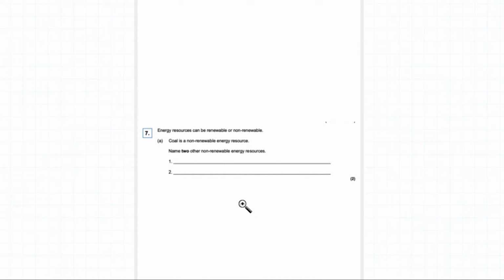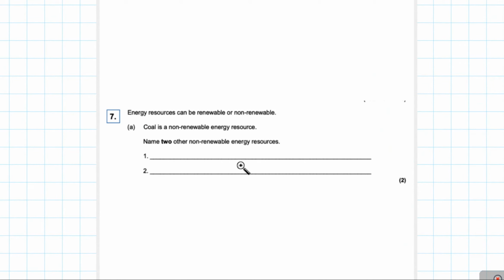Okay, question 7. Energy resources can be renewable or non-renewable. Coal is a non-renewable energy source. Name 2 other non-renewable energy sources. So non-renewable sources, we can have oil, you can have gas, and you can have nuclear, which is technically a non-renewable energy source. Even though it will last longer than any of these three, it's a finite source. So we count that as non-renewable. Finite, again, just means that it will eventually run out. There's only so much of the resource for us to use.